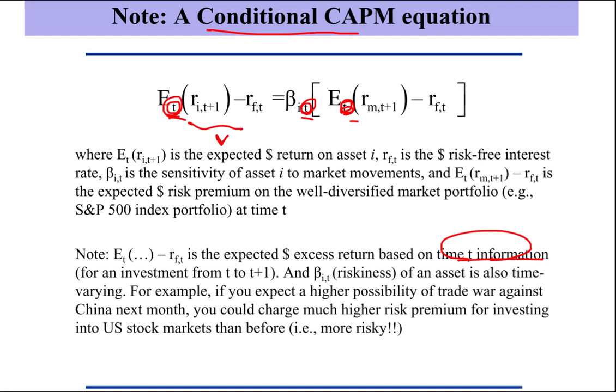If you believe the future is similar to the past, you can use the usual CAPM model. But if you think things are changing, and whenever you get new information you could get a new and better estimate of the future beta and the future market excess return, you have to use a model like this conditional model.